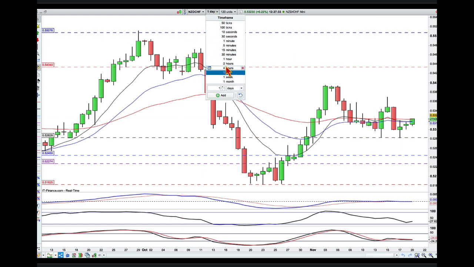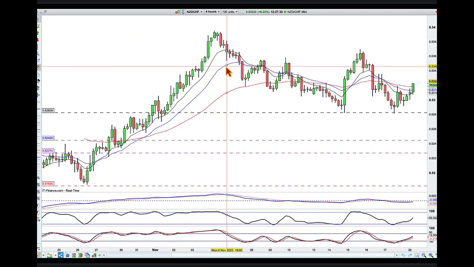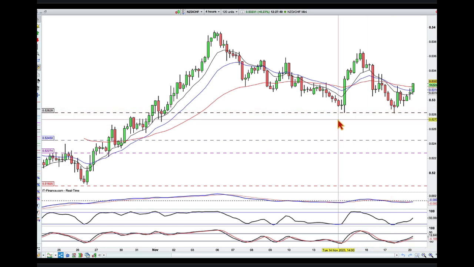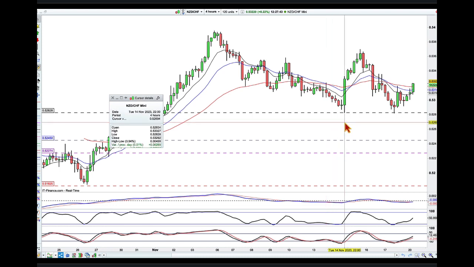So I'm going to look at the 4 hours, and it's the same idea. As we can see, we just pinged this one lower. So again, if we get precise, let's take a look at the numbers: the low here is 828, and we pinged it and we made 823. So I like that a lot. I like the fact that we actually pinged that area.